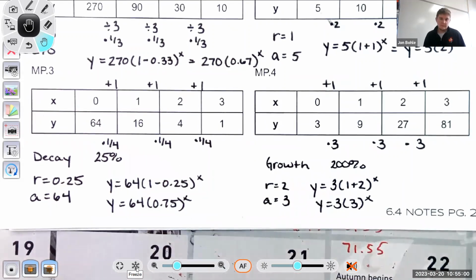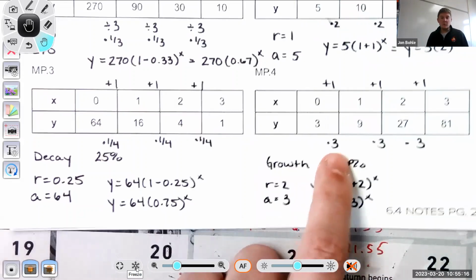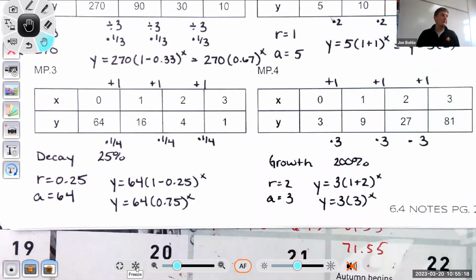Okay. All right. Okay. Any questions? I feel like the weirdest part of all of this is that multiplying by 3 is 200% growth.